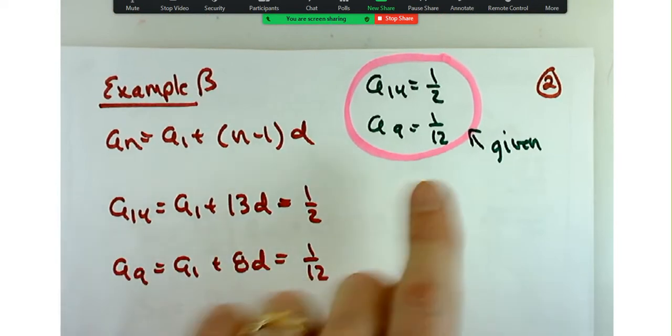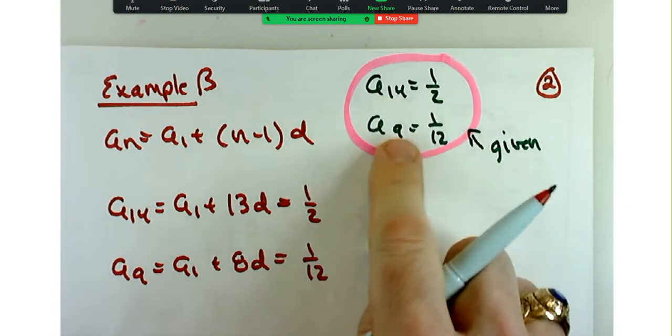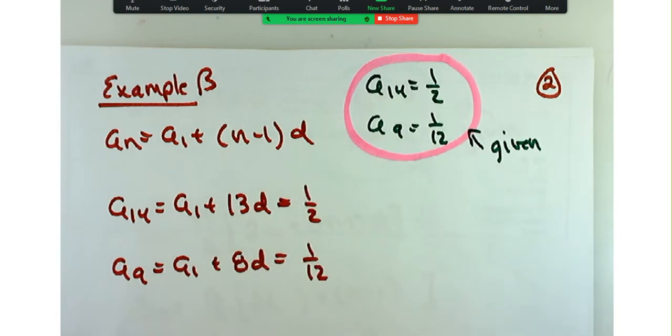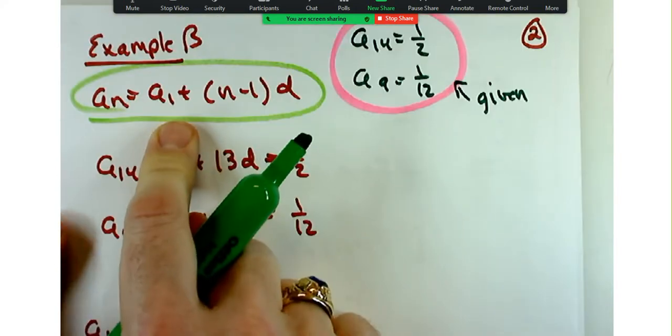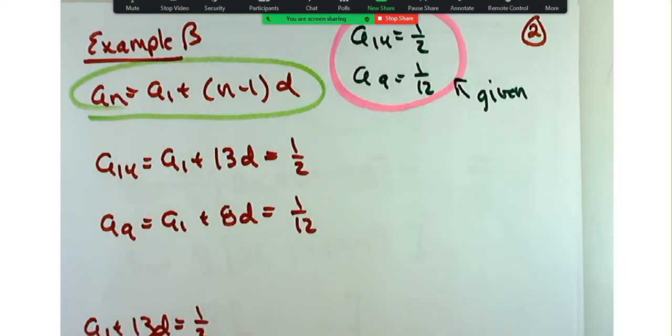Let's try another one. Example B. All that's given in example B is that the 14th term is 1/2 and the 9th term is 1/12. That doesn't feel like much to go on, but it's enough, as it turns out. Let's start by reminding ourselves of the general form of an arithmetic sequence, and they do tell you it's an arithmetic sequence.